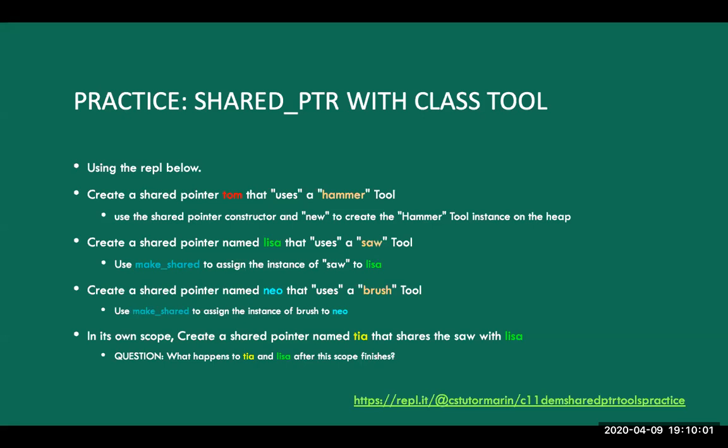Okay, just another minute or so. So again, the idea of this last bullet here for this scope is just to kind of convince yourself that if you create a shared pointer Tia inside of its own scope and reference Lisa, it will increase the use count, but only for as long as Tia, the local, in the local scope exists. So as soon as that scope goes away and Tia goes away, that usage count for that particular heap item in memory goes down as well.